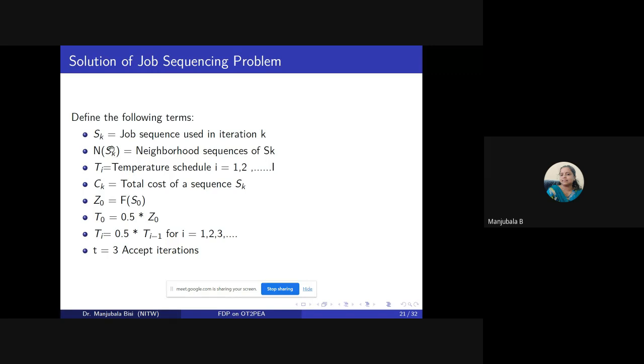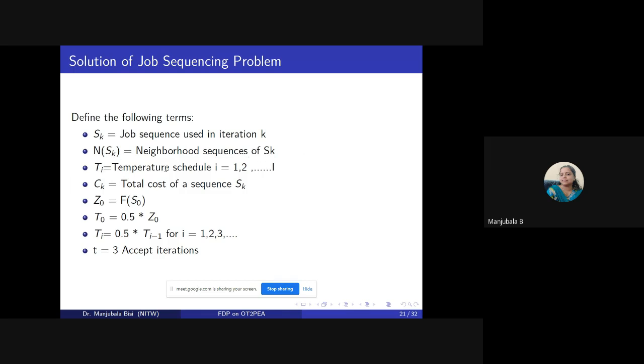Assume S_k is the solution. What is our solution for this given problem? Job sequence, right? So S_k represents the job sequence used in iteration k. N of S_k is the neighborhood sequences of S_k. So you have to apply some neighboring function to find the neighboring sequence of S_k.